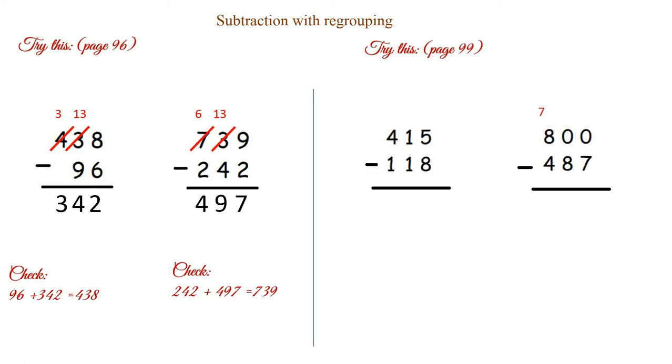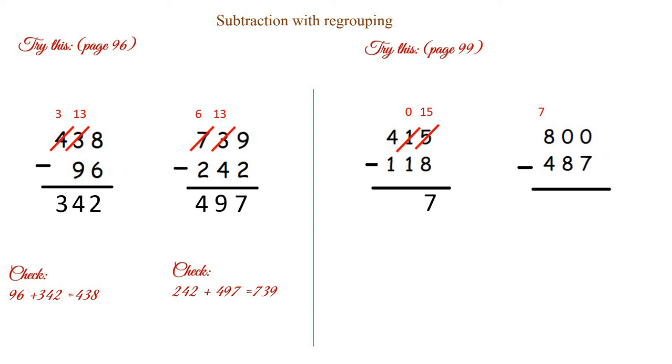Now we will try this on page 99. Write it down in your book. 415. 8 take away from 15. It's not enough. I will go to the next door. The next door is going to be 0 because I take away 110. It's going to be 15 take away 8 equal 7. So the answer is 7.